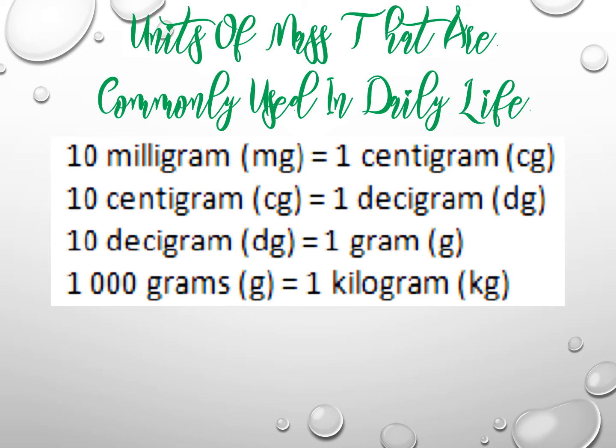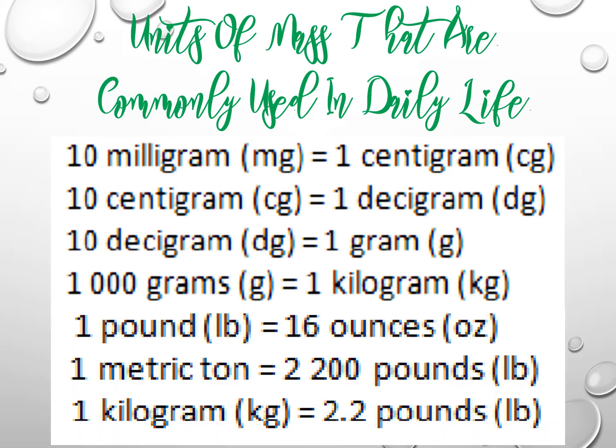So, dun kanina sa example natin, 7,500 grams yung kilo ng fruit. So, meaning to say, since 1,000 grams is equivalent to 1 kilogram, that is 7.5 kilograms. Am I right? Next one. 1 pound is equivalent to 16 ounces. 1 metric ton is equivalent to 2,200 pounds, and 1 kilogram is equivalent to 2.2 pounds.